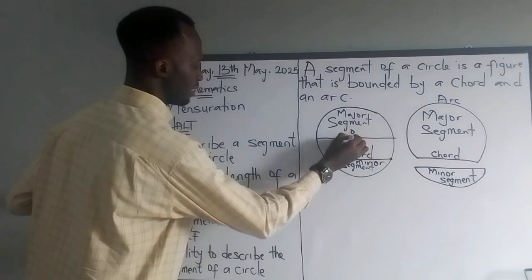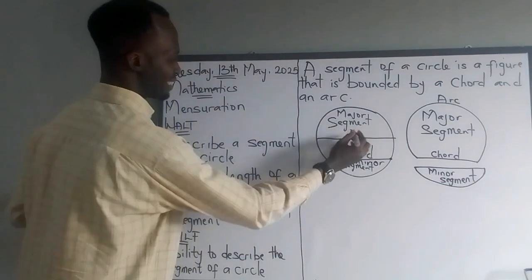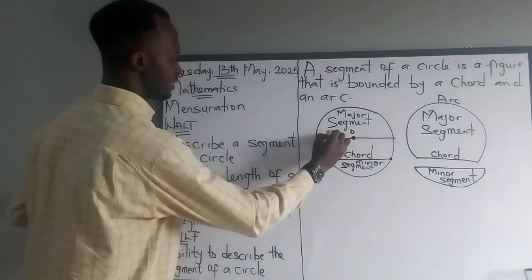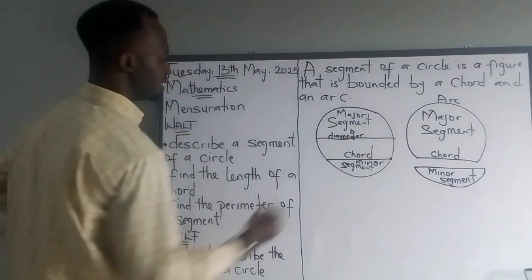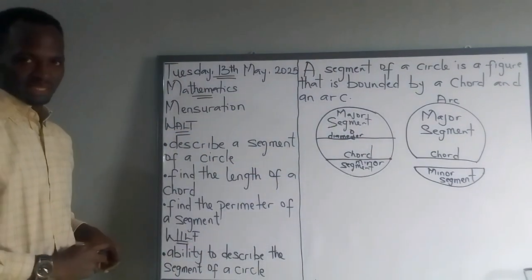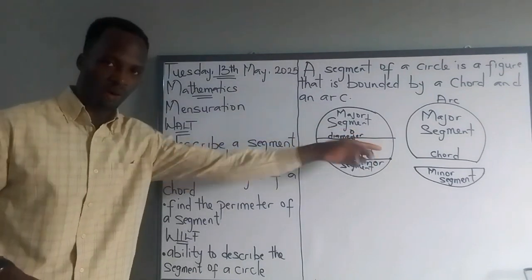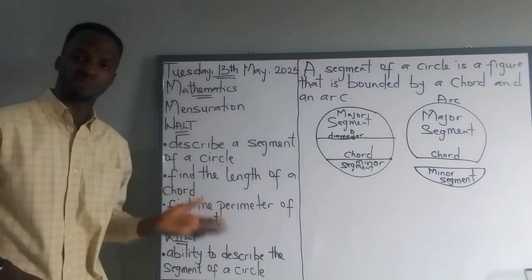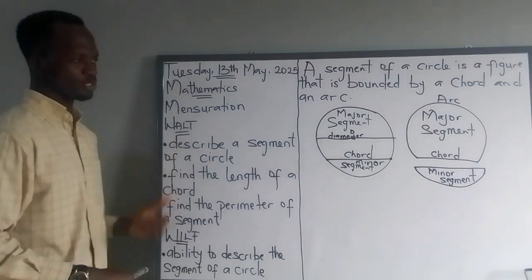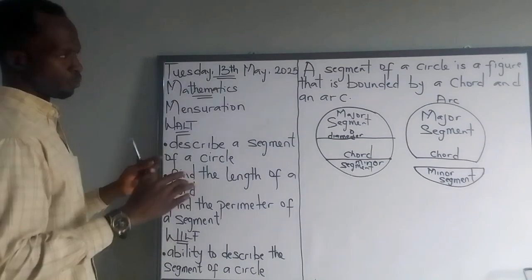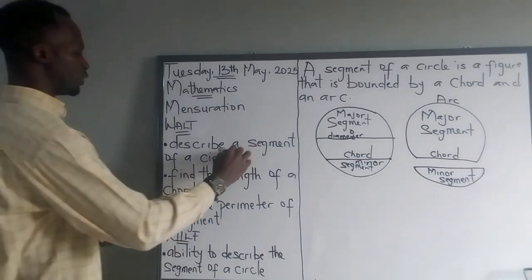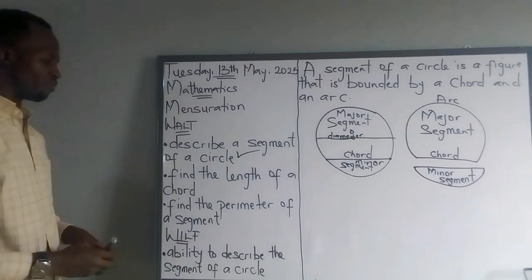It's a line that passes through the center of the circle. So this is the diameter. It is also a chord. It's different from every other chord because it passes through the center of the circle. I hope that is clear. So we've been able to describe a segment of a circle.